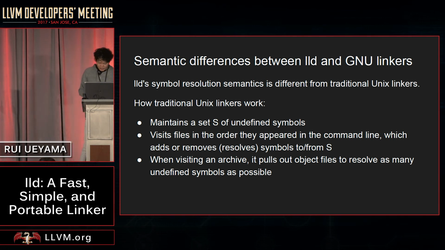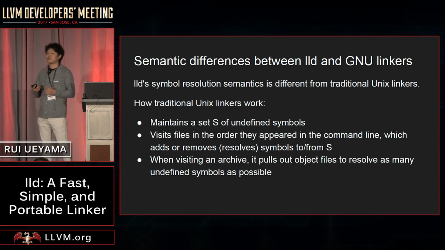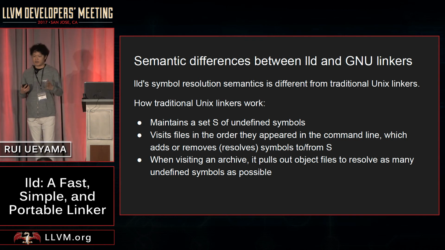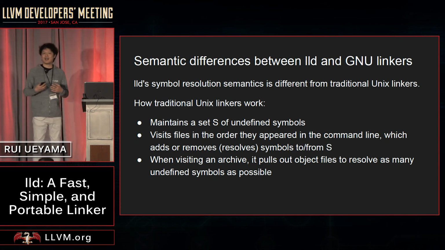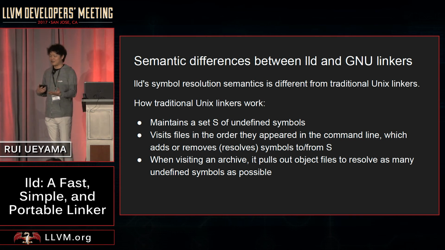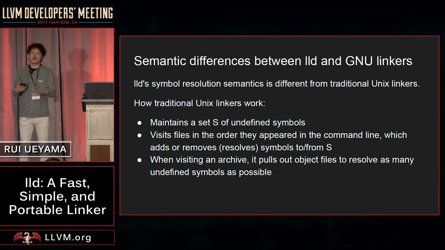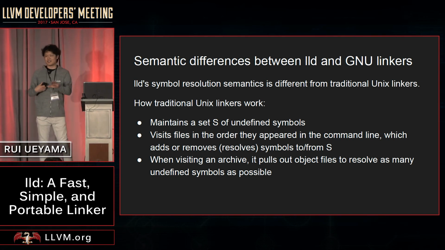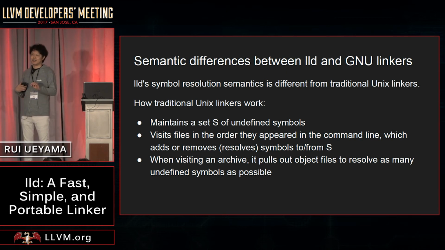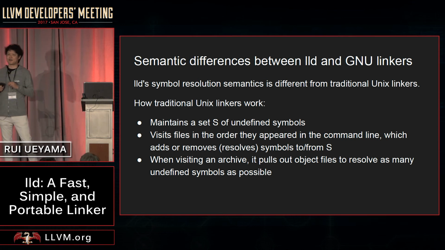In order to understand that, you have to understand how the traditional Unix linker works. Basically, a traditional Unix linker visits object files and archive files from left to right, in the same order as they are given on the command line. Visiting and reading an object file may resolve undefined symbols, but it also may add new undefined symbols. When the linker visits an archive file, it pulls out as many object files as it can to resolve as many undefined symbols as possible. And then it goes to the next file.